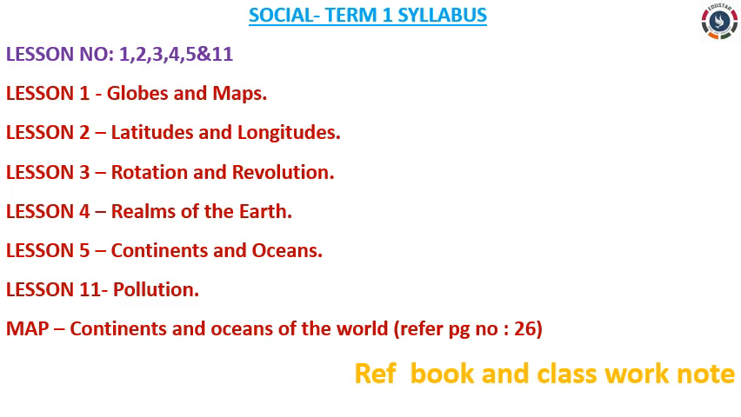Apart from that, map also you need to study: continents and oceans of the world. So 5 continents and 5 oceans and equator, Tropic of Cancer and Tropic of Capricorn. For map, refer page number 26. You have to refer book as well as classwork note. Is it clear, students? So for Term 1 exam, you have to study 6 lessons. Is it clear? Okay.